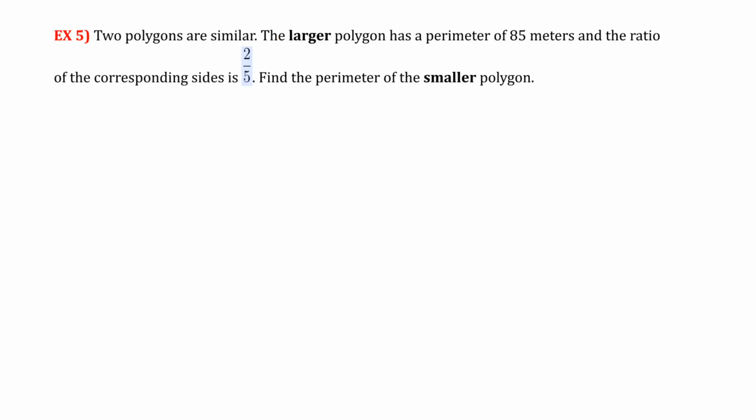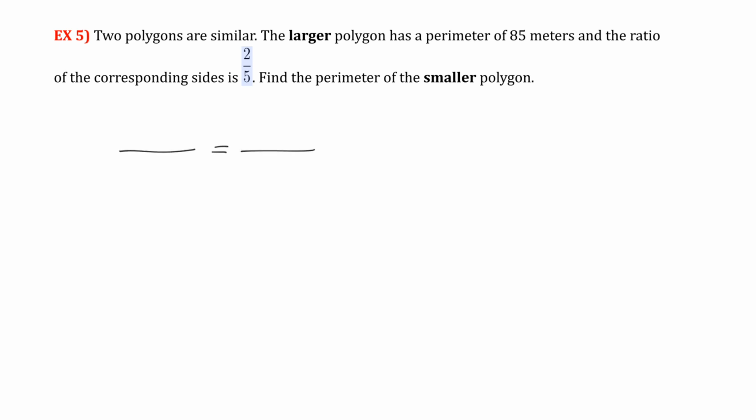Alrighty, let's go and take a look at example 5. Two polygons are similar. The larger polygon has a perimeter of 85 meters, and the ratio of the corresponding sides is 2/5. Find the perimeter of the smaller polygon. So, here's the difference with this problem. They don't actually give us any polygons to work with, but what they do provide us is the perimeter of the larger polygon. So, in order to find the perimeter of the smaller polygon, like before, we need to set up two proportions.